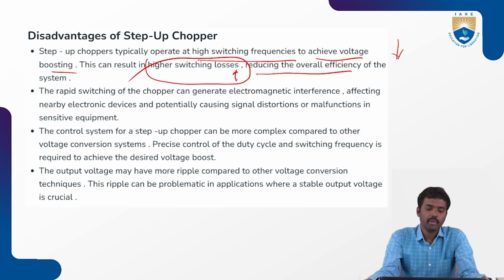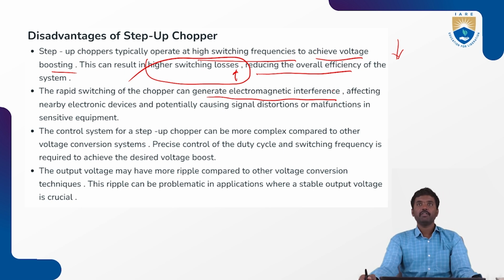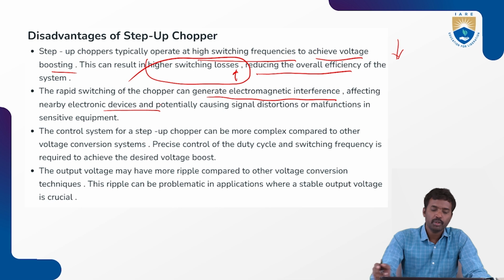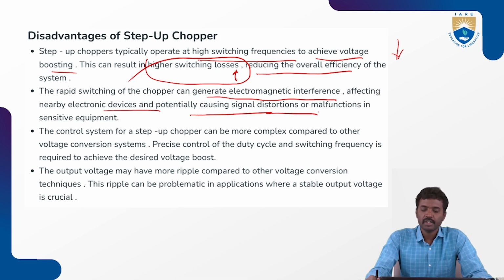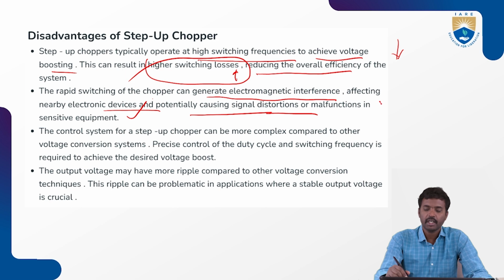And now the second drawback is that the rapid switching of the chopper will generate electromagnetic interference, and that electromagnetic interference affects nearby electronic devices, potentially causing signal distortions or malfunctions in sensitive equipment. So this is the second drawback.